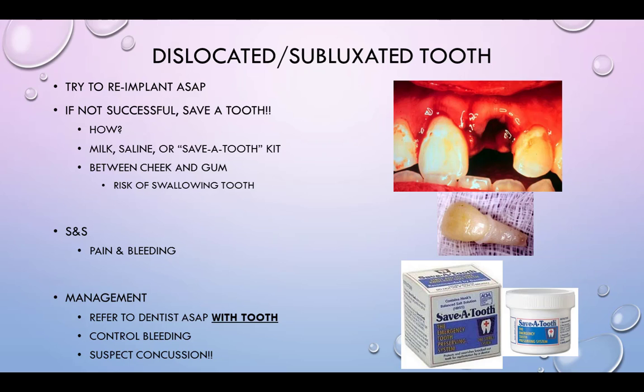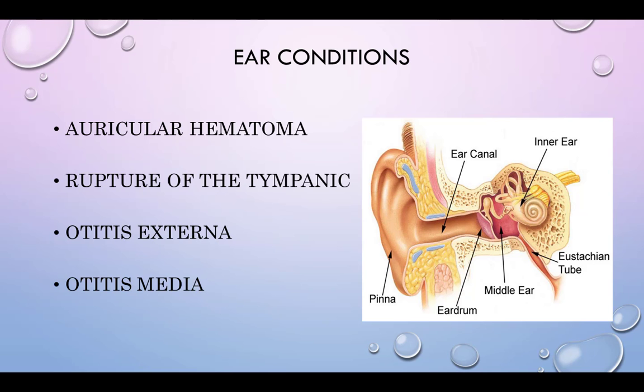Common signs of tooth dislocation include pain and bleeding. Refer the person to a dentist as soon as possible with the tooth. Control bleeding and suspect a concussion. Ear conditions include auricular hematoma, rupture of the tympanic membrane, otitis externa, and otitis media.